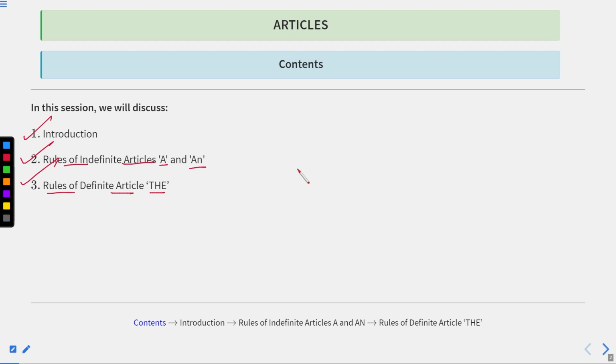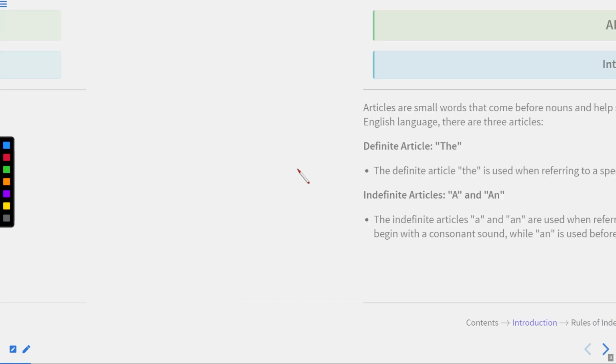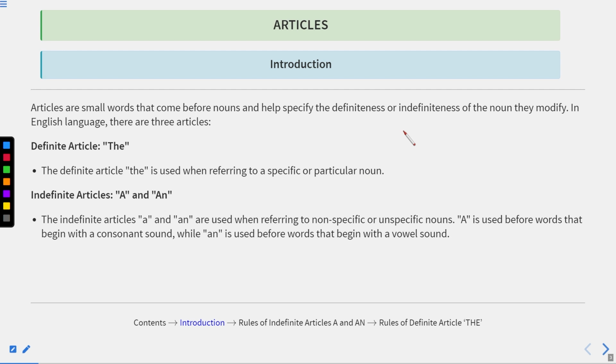Well, this chapter is very important for everyone to know. We should know when to use a, when to use an, when to use the, because unnecessarily using these articles before any word will be ineffective, or you can say will make our speech or writing useless. So we should know when to use these articles and before which word. So first of all, let us discuss what articles are, and have some introduction of articles.